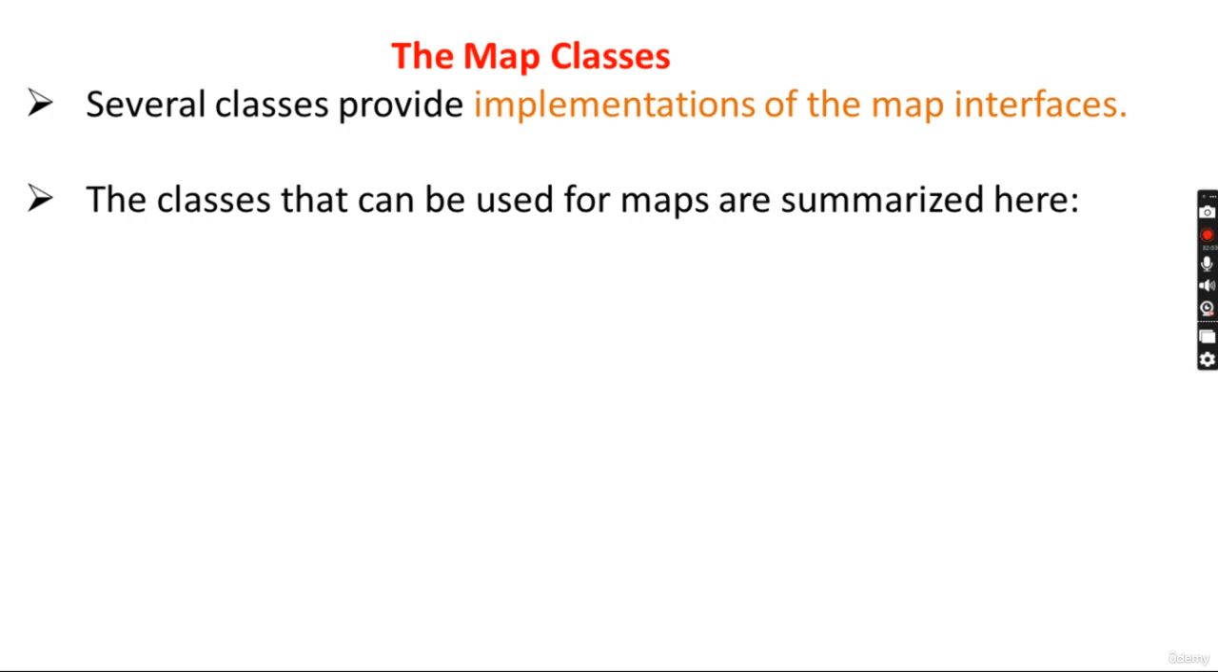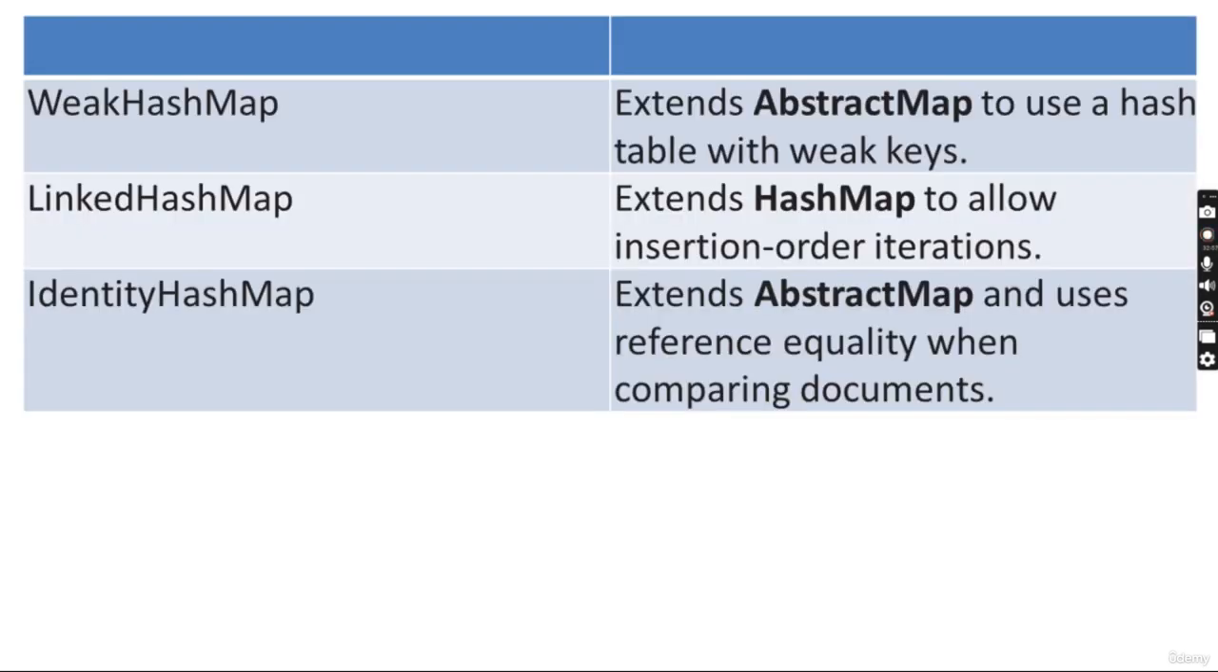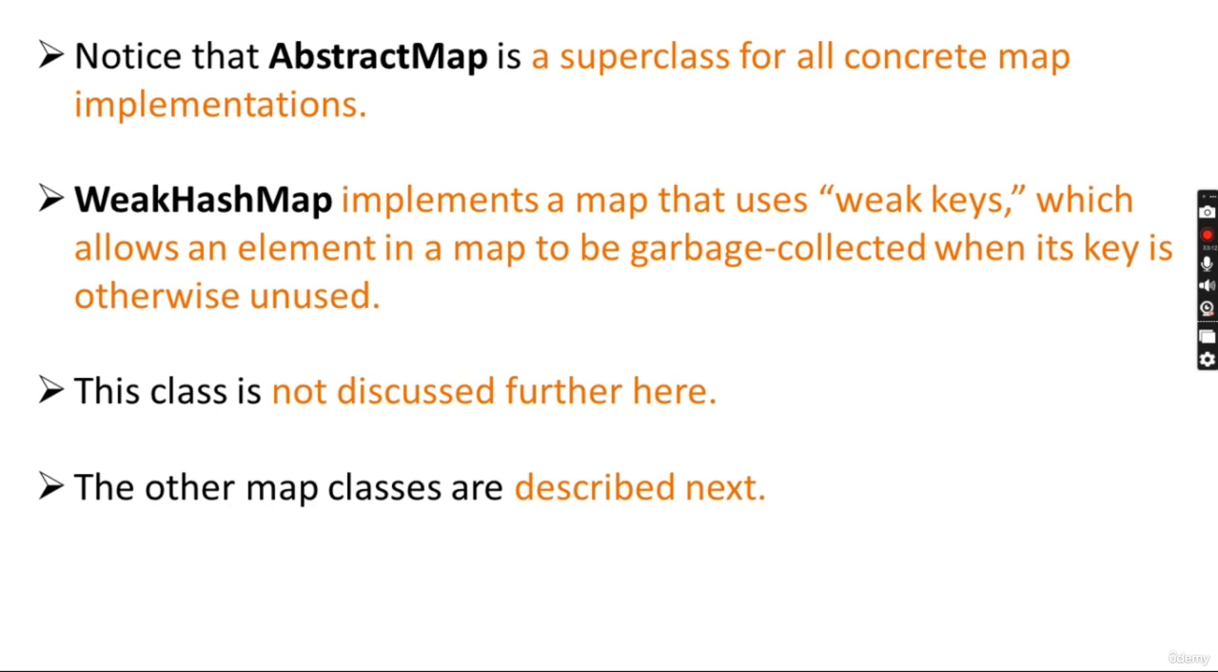Now the map classes. Several classes provide implementations of the map interfaces, and now we will see those classes. WeakHashMap extends AbstractMap to use a hash table with weak keys. LinkedHashMap extends HashMap to allow insertion-order iteration. IdentityHashMap extends AbstractMap and uses reference equality when comparing elements. AbstractMap is a superclass for all concrete map implementations.